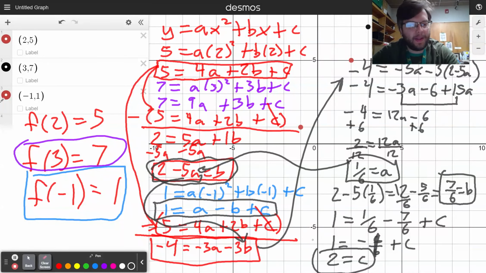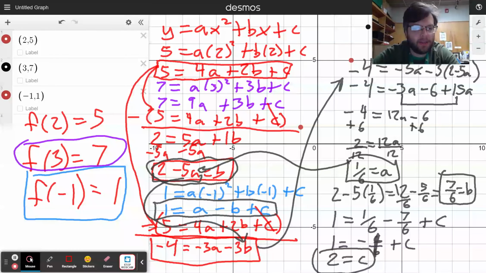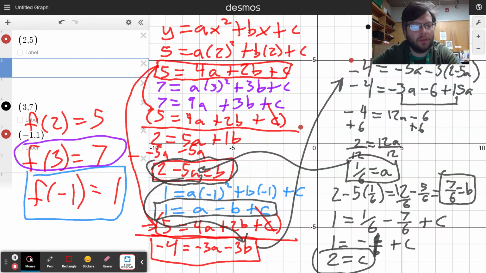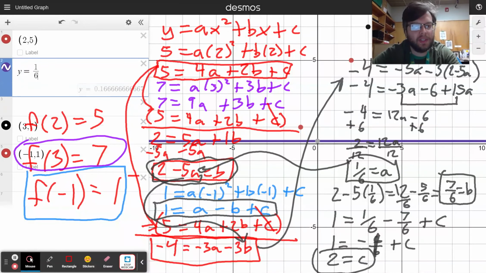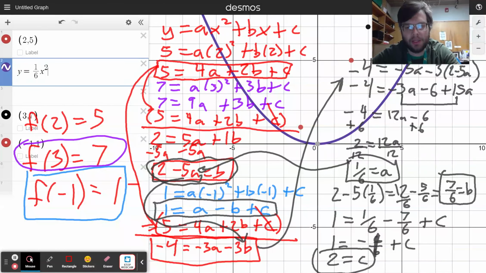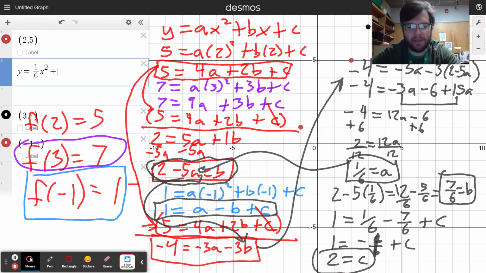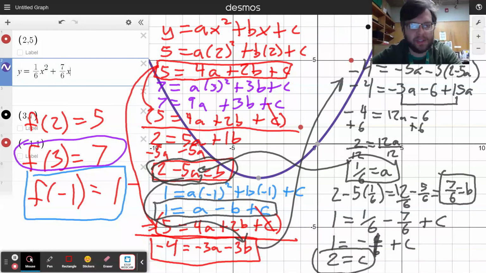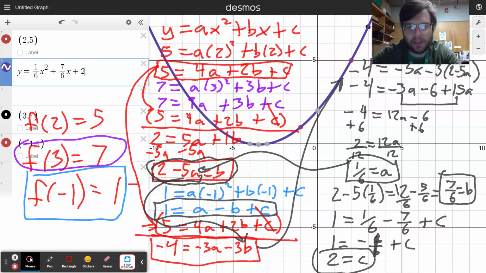So if I did that right, when I go back here and type in my equation, let's do it this way. I type in my equation, y equals 1/6, that's my a value, x squared. 7/6 is my b value, 7/6x plus 2. It goes through those 3 dots right there.